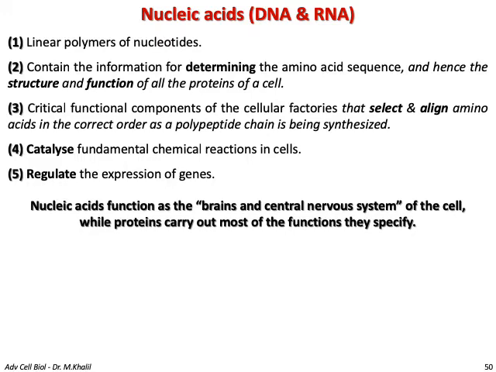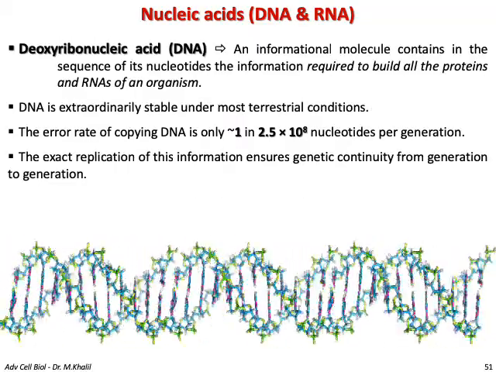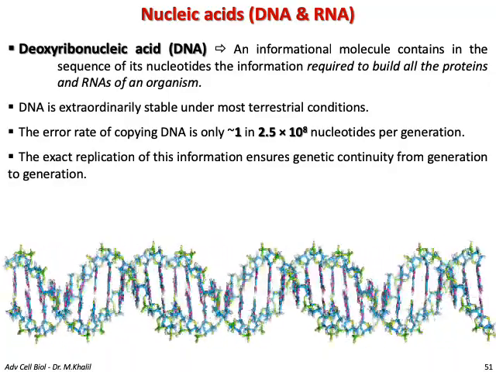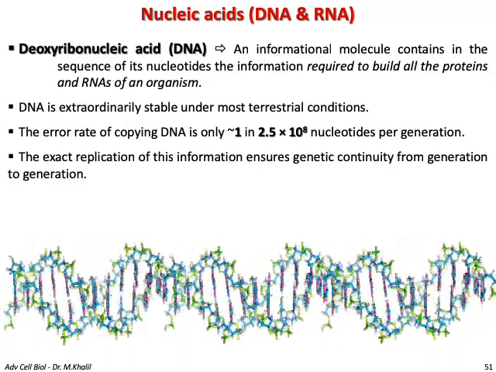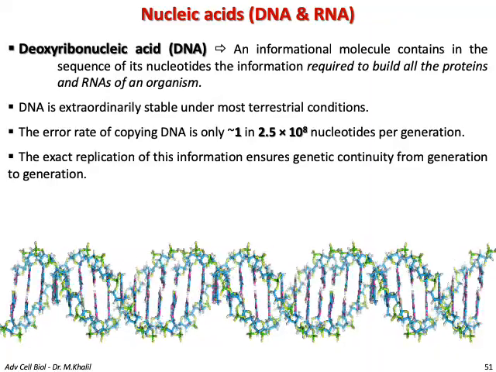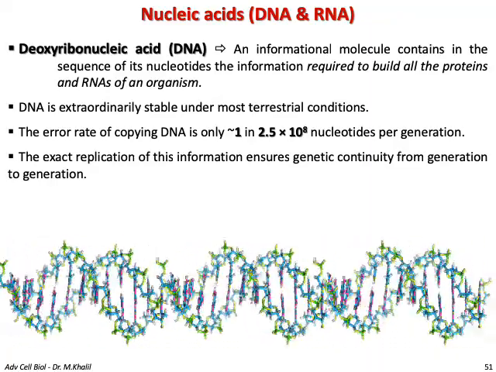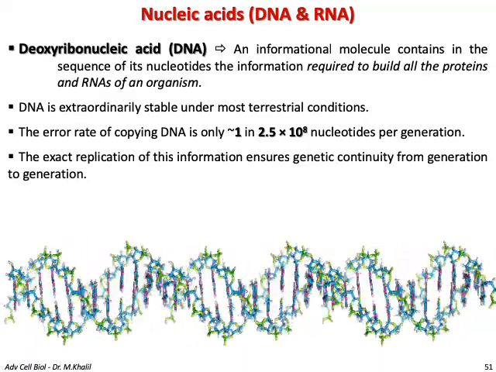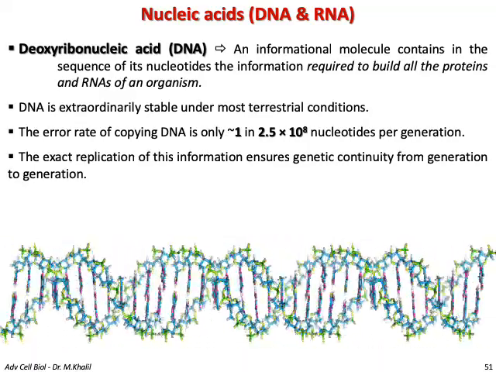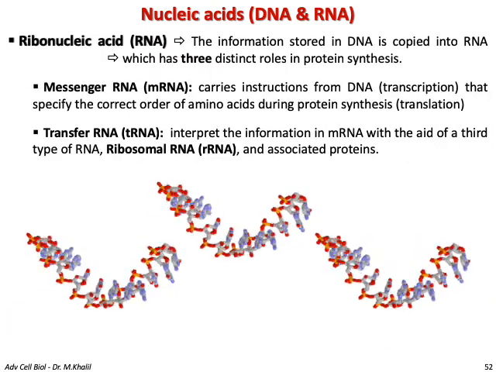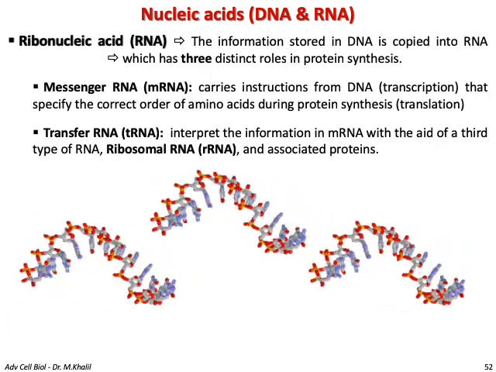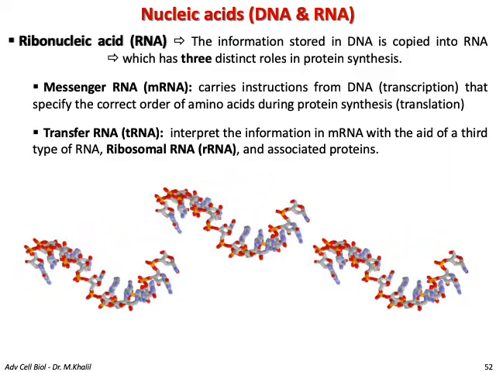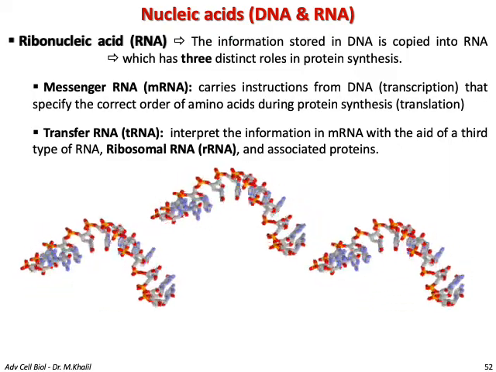The DNA is a very long linear molecule that contains the information, and it's extraordinarily stable under terrestrial conditions. The error rate of copying DNA is around 1 to 2.5 times 10 to the power of minus 8 per nucleotide per generation. The replication of DNA ensures continuity from generation to generation. If you look at RNA, there are three types: messenger RNA, transfer RNA, and ribosomal RNA, and of course you know the function of each of them.